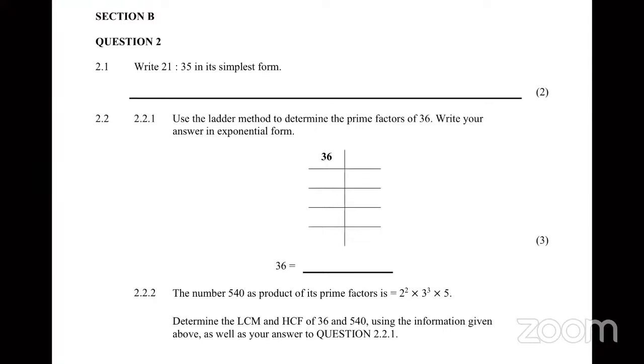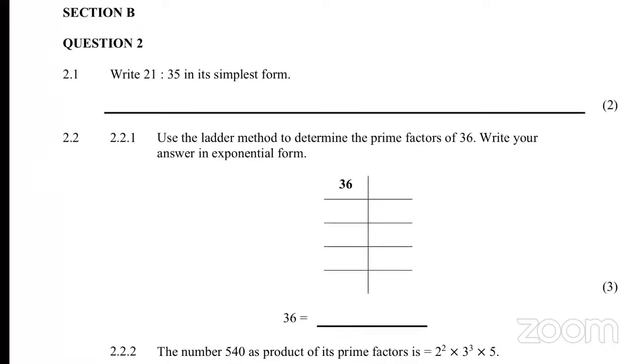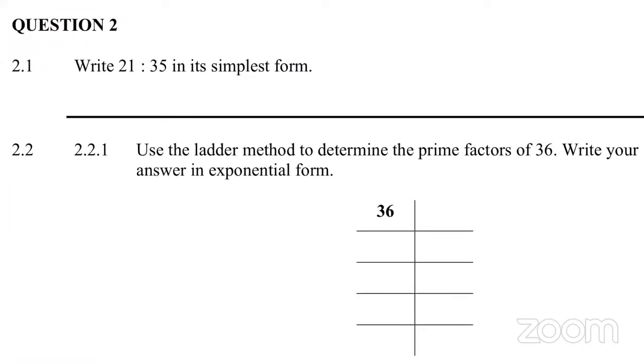Okay, so ratios, which is the first lesson we did on whole numbers. The first question says, write 21 is to 35 in its simplest form. The method we said we can use for this is dividing both by the same value. In this case, we're looking for a highest common factor. Remember, a factor is a number that goes exactly into another number with no remainder. So what could be the highest common factor between 21 and 35?